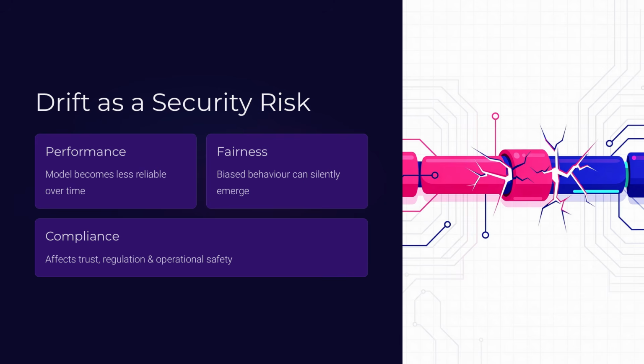Drift occurs when the relationship between input and output changes over time. In some cases, drift is natural. Markets change. Customer behavior changes. Sensor patterns change. In other cases, drift signals risk. It may indicate data pipeline problems, biased behavior emerging, or adversarial manipulation. If you do not detect drift, you will not know when your model has silently become less reliable, less fair, or more vulnerable. Drift is not only a performance problem, it is an assurance problem. It affects trust, it affects compliance, it affects operational safety.